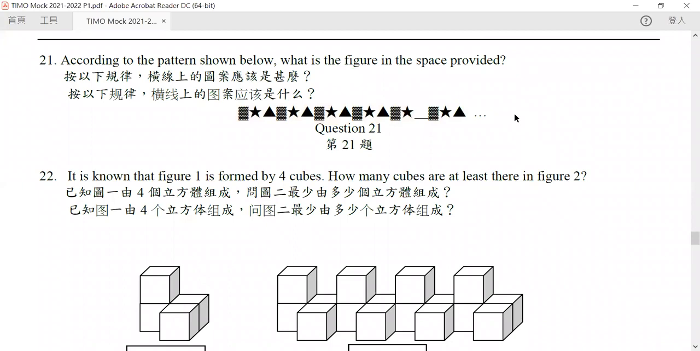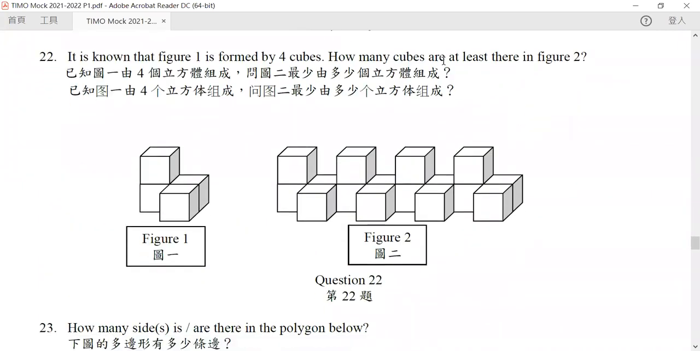It is known that figure 1 is formed by 4 cubes. How many cubes are there in figure 2? Now again, we can see this is a repeating pattern. It is formed by 4 cubes. So we can see that there is one set of it in here. There is another set of it in here. There is another set of it on the side, and there is another set on the side of our blue, right?